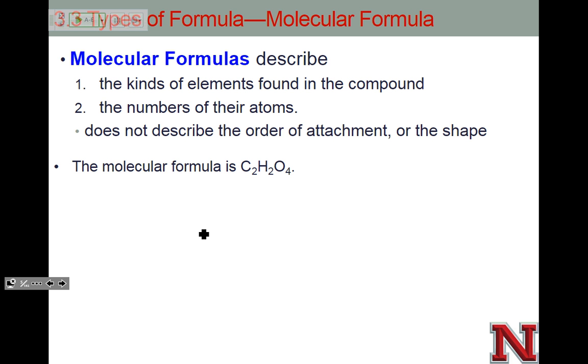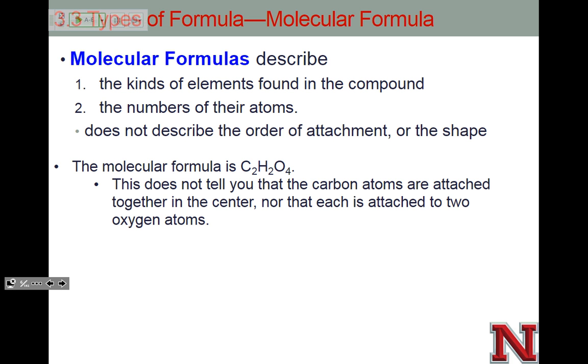So for example, our molecular formula for oxalic acid is C2H2O4. It's not our lowest number ratio, but it is our formula. But it doesn't tell us how they're attached. You wouldn't know necessarily from looking at this formula that we have 2 carbon-oxygen double bonds, 2 alcohols, and 1 carbon-carbon single bond.